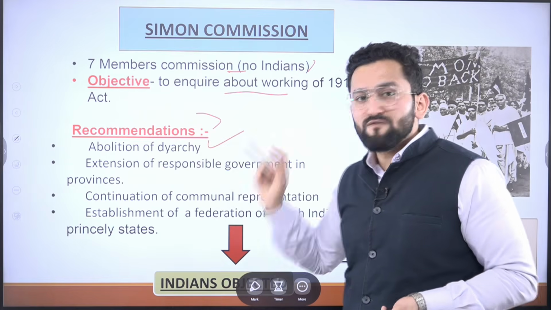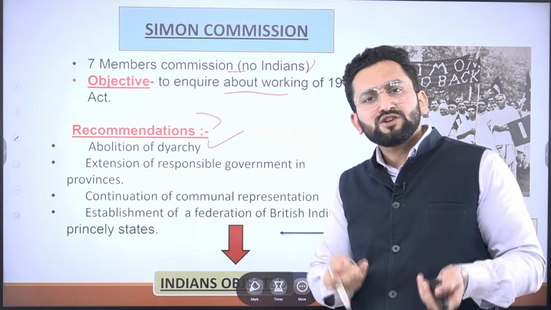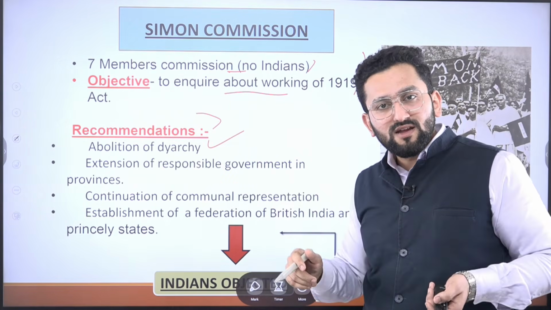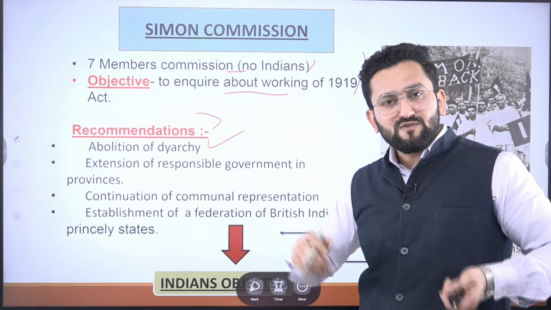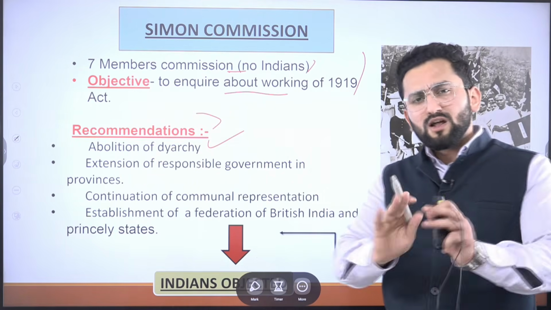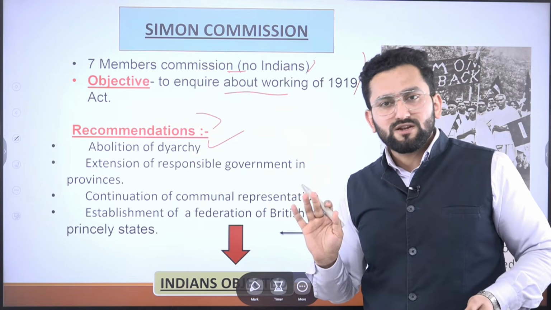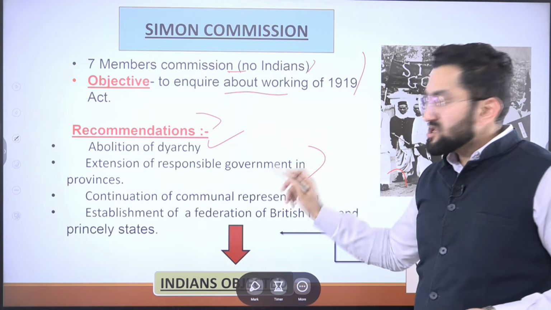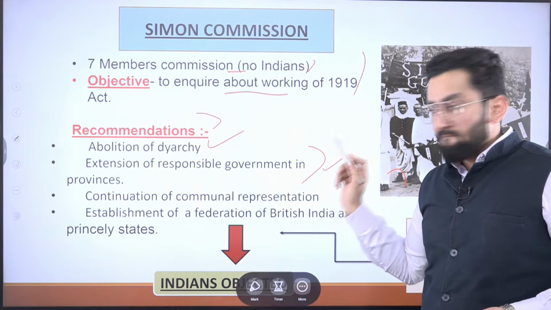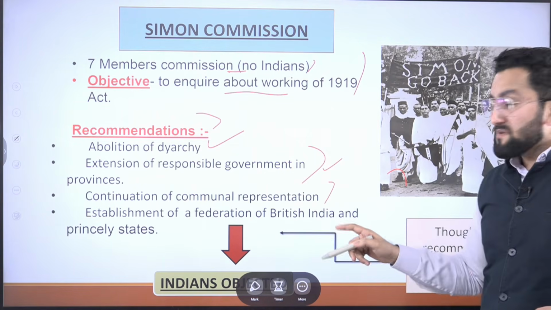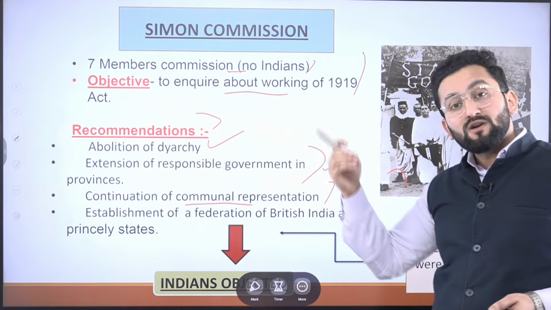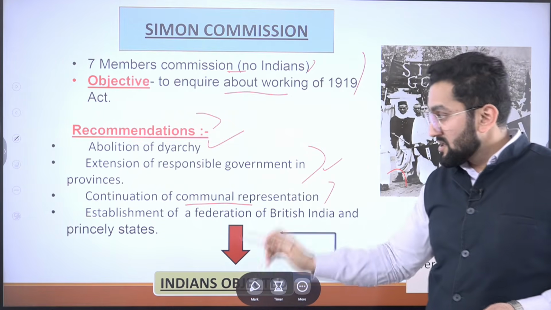First, abolition of diarchy. I've already told you, serious reservations were against this concept of diarchy. What kind of joke is this, reserved subject, transferred subject? So the Simon Commission said remove diarchy, otherwise problems will continue. Extension of responsible government in provinces. Continuation of communal representation: continue communal representation, separate electorate.